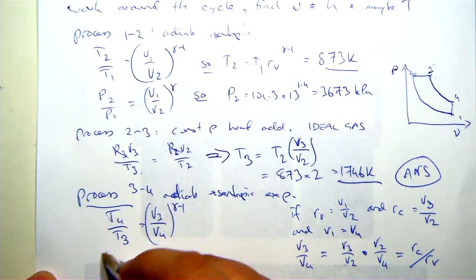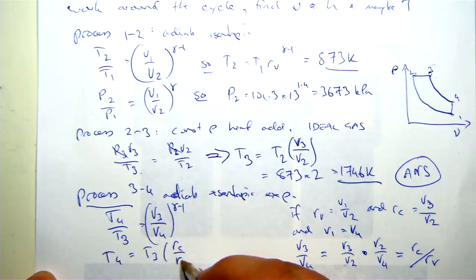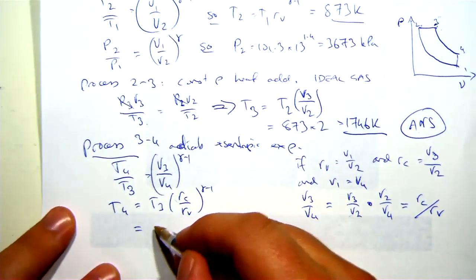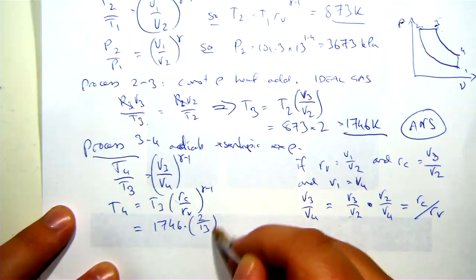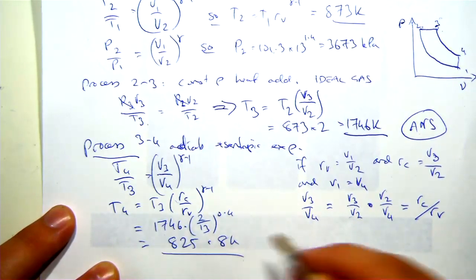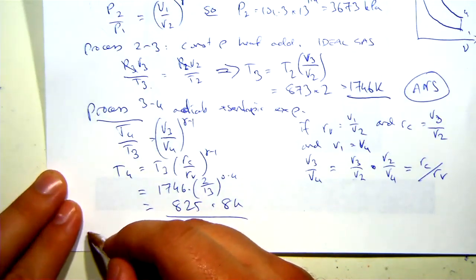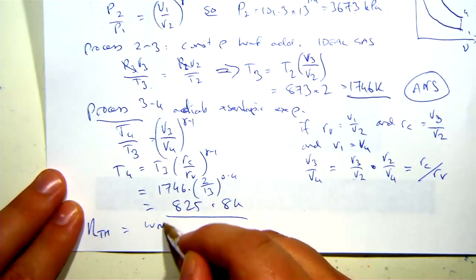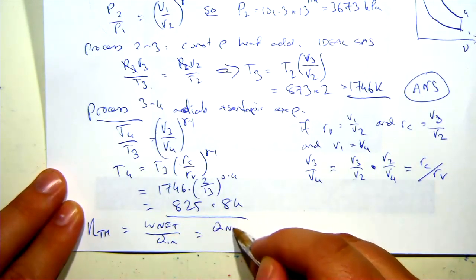So I can say that T4 equals T3 times RC on RV to the gamma minus 1. Equals 1746 times 2 on 13 to the 0.4 equals 825.8 Kelvin. Okay. Now, if I wanted to do the thermal efficiency by net work or net heat transfer, I find on these cycles the easiest way to do that is to do it with a net heat transfer.